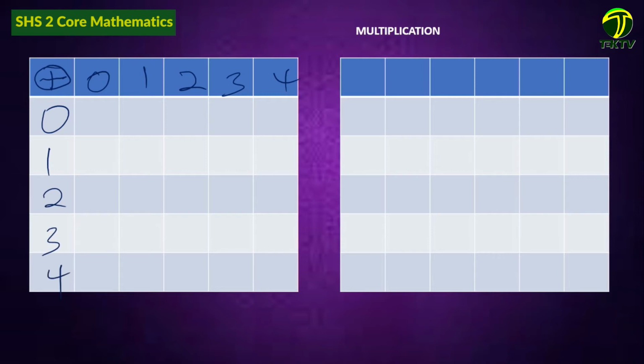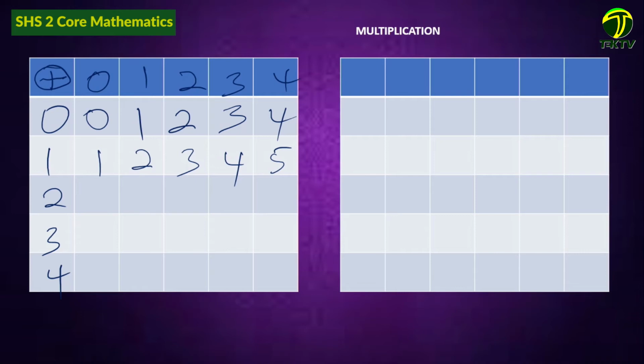Now, 0 plus 0 is 0, then you write 0 plus 1, 1. 0 plus 2, 2. 0 plus 3, 3. 0 plus 4, 4. 1 plus 0, 1. 1 plus 1, 2. 1 plus 2, 3. 1 plus 3, 4. 1 plus 4, 5.